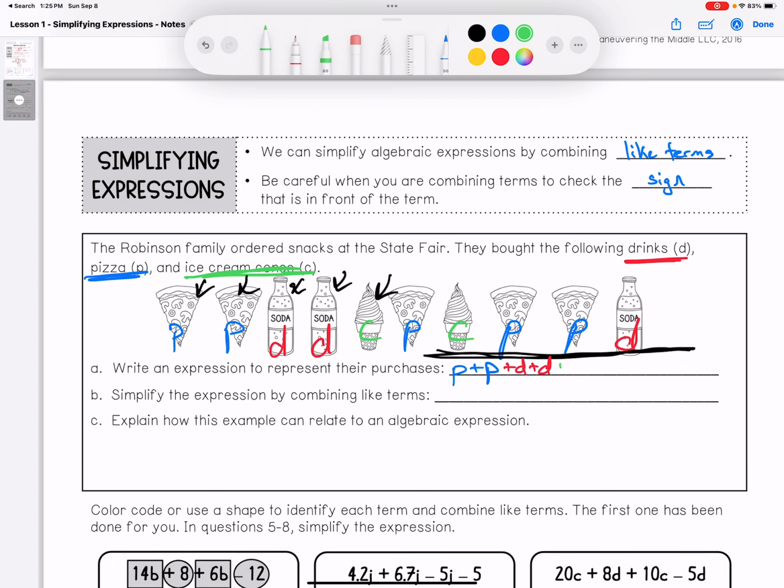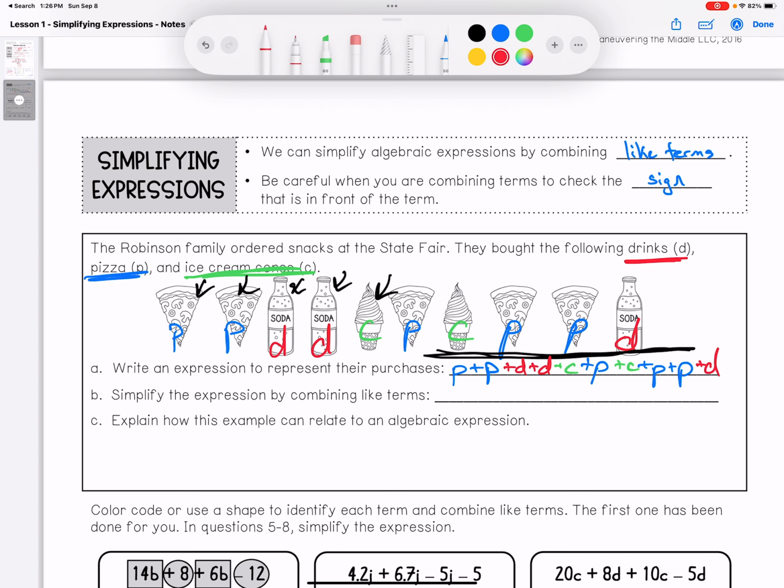Now I got an ice cream cone. Now I got another pizza. Now I got another ice cream cone. I don't know why they had to do this like this. You know, they could put them in order. Jerks. We got 2 more pizzas, and then we got another drink. Lord have mercy. All right.